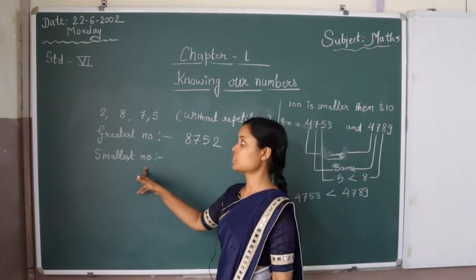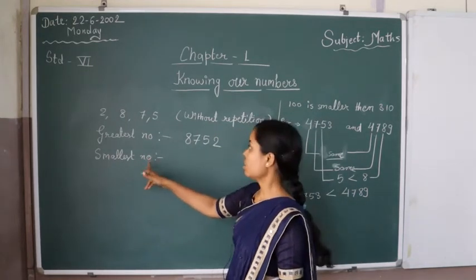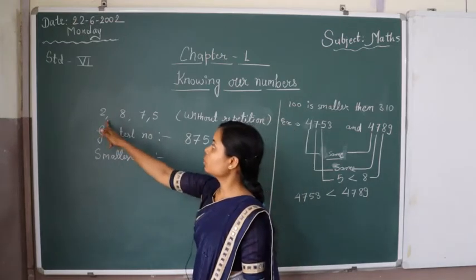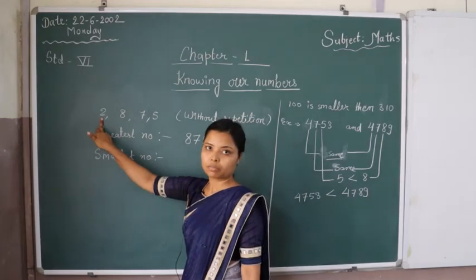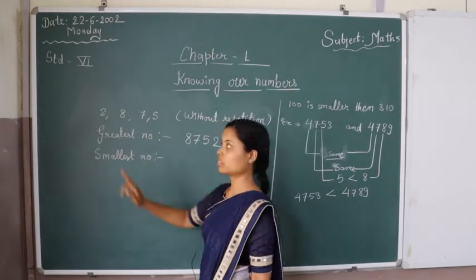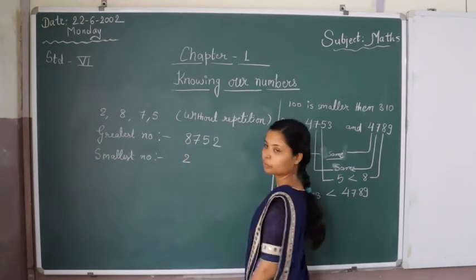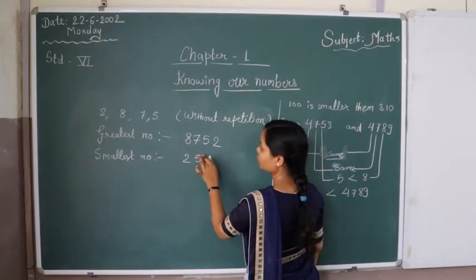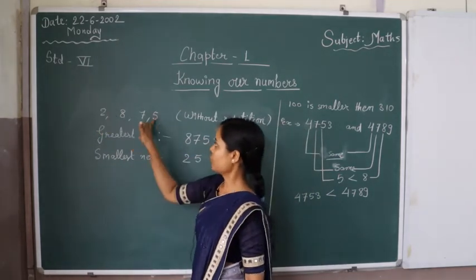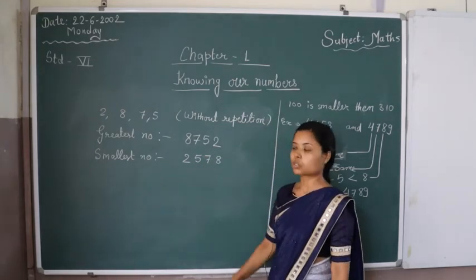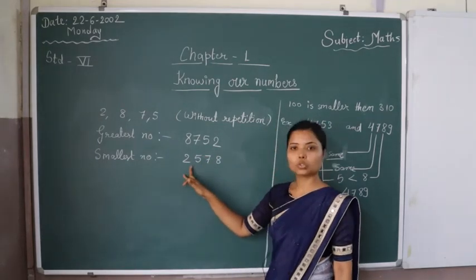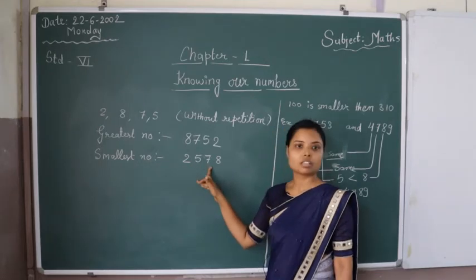For finding the smallest number, the same process. We will look at these digits and find the smallest. Which is smaller than the others? 2. Excluding 2, 5. Then 7, at last 8. So the smallest number is 2578.